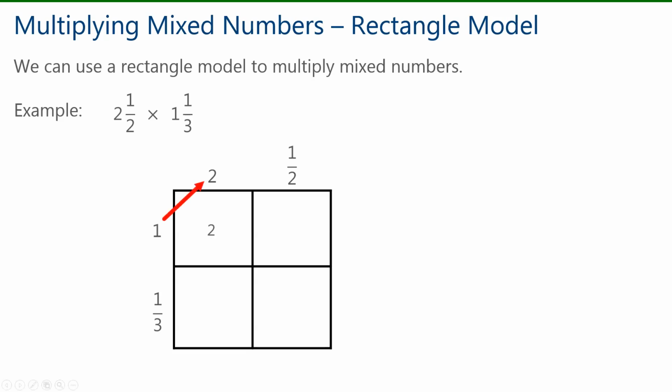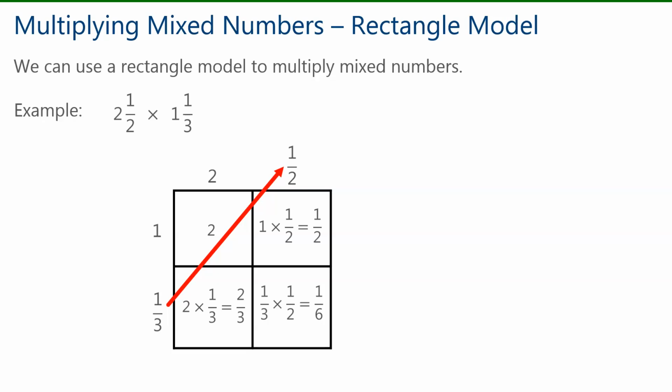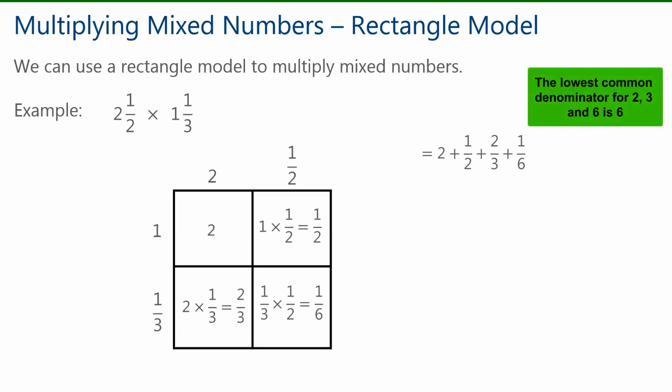So 2 times 1 gives me 2, 1 times 1/2 gives me 1/2, 2 times 1/3 gives me 2/3, and 1/3 times 1/2 gives me 1/6. Then we take each of those numbers and add them together. Remember, when adding fractions, what you learned last year was that we have to find a common denominator. So for 1/2, 2/3, and 1/6, our common denominator would be 6.